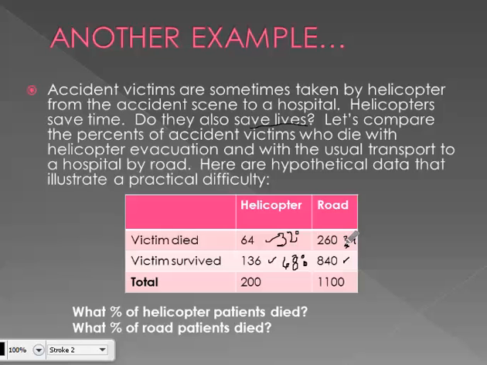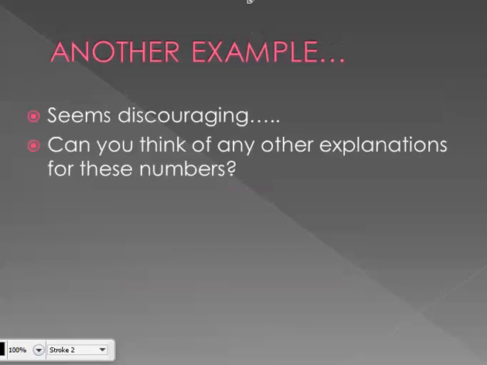Okay. And 840 divided by 110 is 76%. Wow. Wait a second. That doesn't look quite right. More people died percentage-wise going via helicopter than went via road. More people survived going by road than going by helicopter percentage-wise. What? That's why they're saying here, this seems a little discouraging.